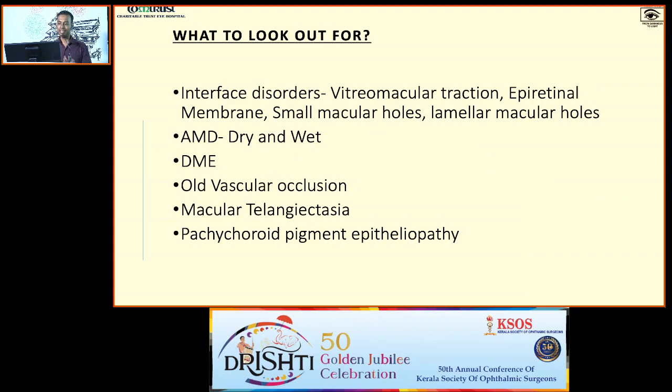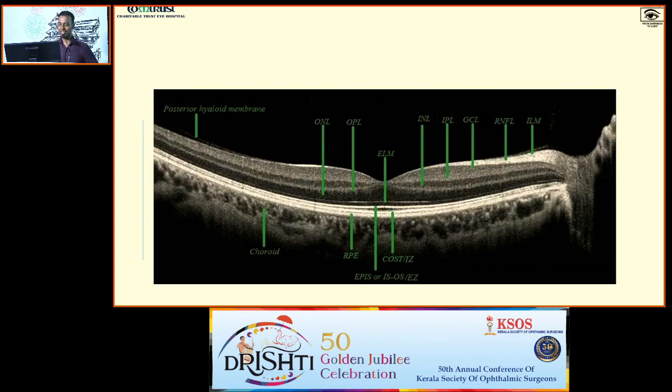So what to look out for? The things that are easily missed are your interface disorders. VMT and epiretinal membrane are very difficult to diagnose through a hazy media, especially in a tessellated fundus. Wet AMD can even be picked up with hemorrhages, but dry AMD is very difficult to pick up through a hazy media, especially in a tessellated background. Diabetic macular edema and old vascular occlusions, where there are no fresh signs, just sclerosed vessels, can be missed. Macular telangiectasia is one of the most commonly missed diagnoses, and so is pachychoroid pigment epitheliopathy, which earlier we used to call an old CSR. So these are the things that can be easily missed.